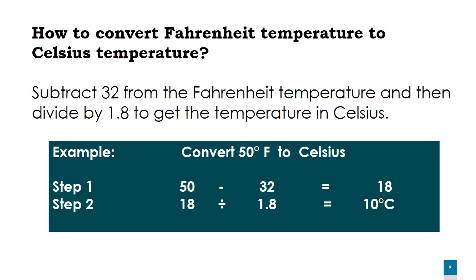Example, now we take 50 degrees Fahrenheit and we'll try to convert it to Celsius. Step 1, you need to subtract 32 from 50. So we get 18. Step 2, 18 divided by 1.8, which gives 10 degrees Celsius. Now, did you understand the conversion? Let's move on to the next topic.